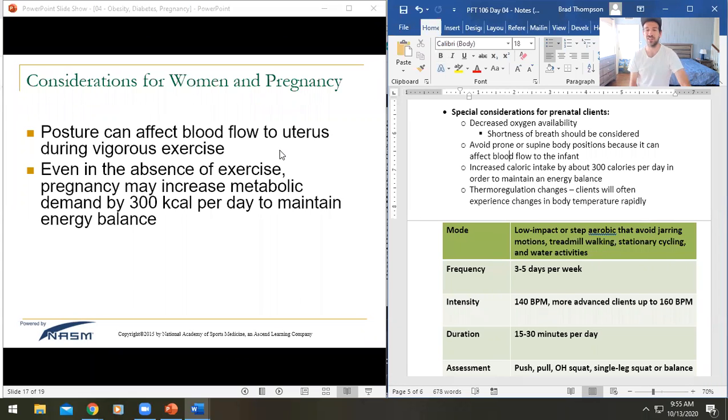Now, one of the considerations people get nervous about is that your posture can limit blood flow to the uterus, and therefore the fetus may not be getting as much blood flow. So you do have to be a little cautious there. However, that does not mean that they shouldn't exercise. There's another common misconception: oh, I'm pregnant, I gotta stay off my feet for the rest of the pregnancy. If you're a high risk pregnancy and that is what your doctor has recommended, of course you should listen to your doctor, but it's not the same thing, right?